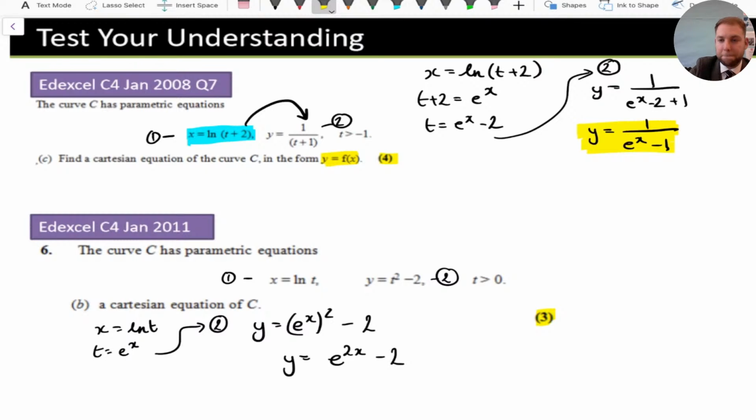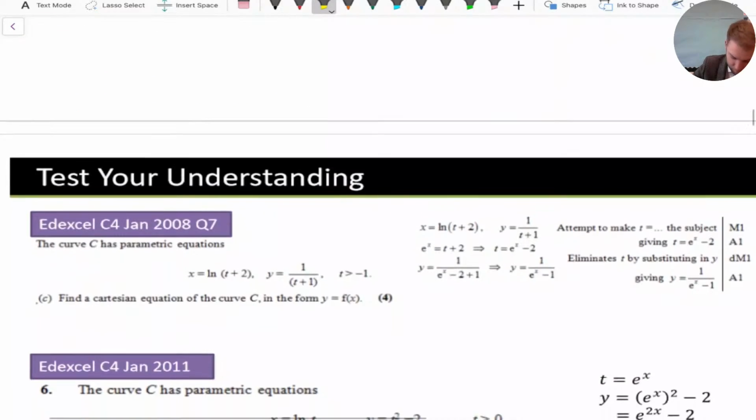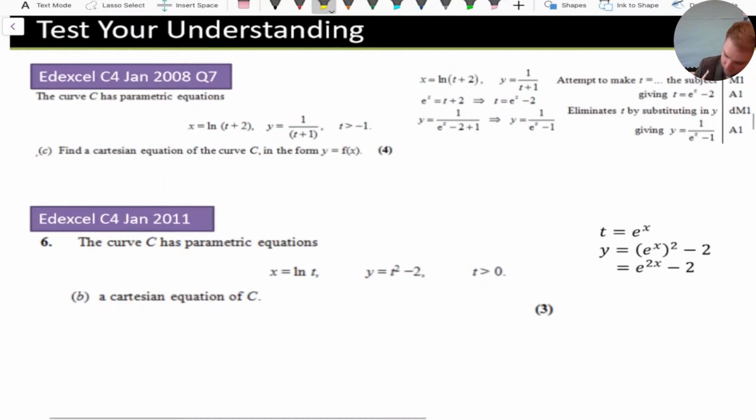Everybody happy with that? Pop your hand up if you're happy with that. Brilliant. Super, so that's what we got there, isn't it? And this one here. Brilliant.